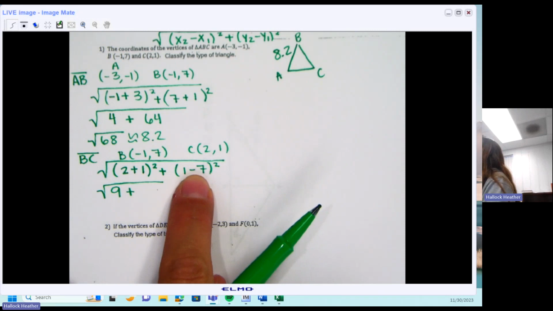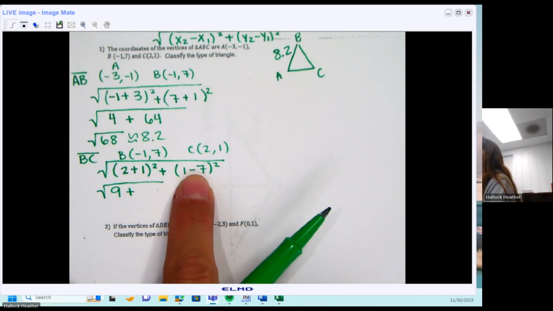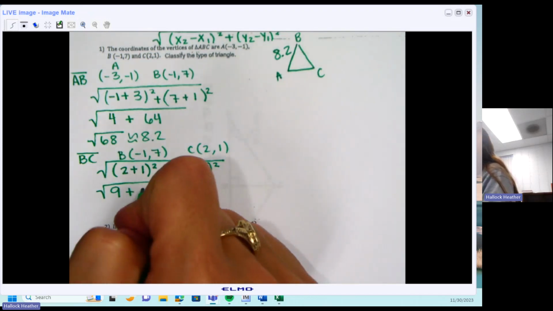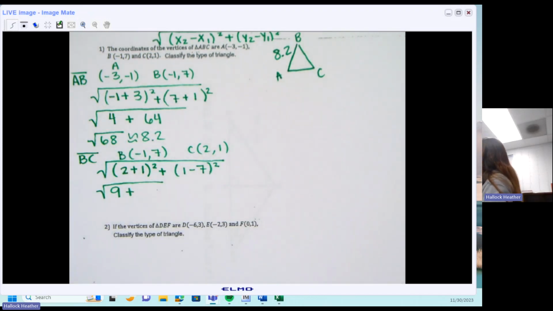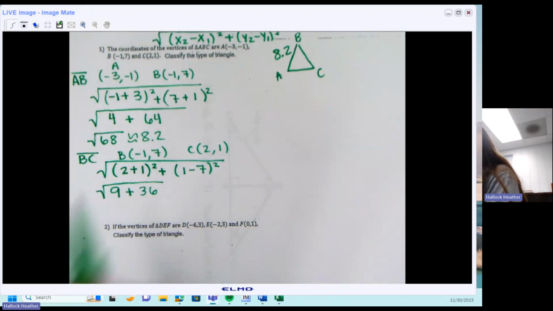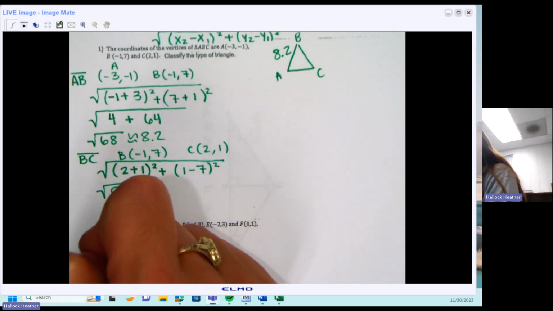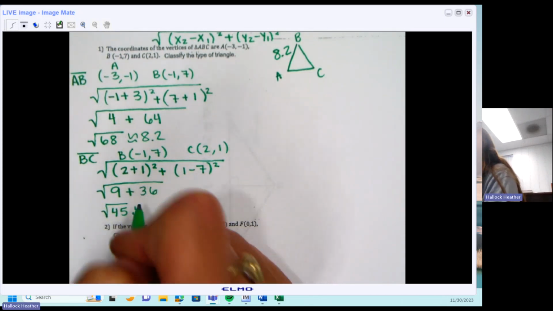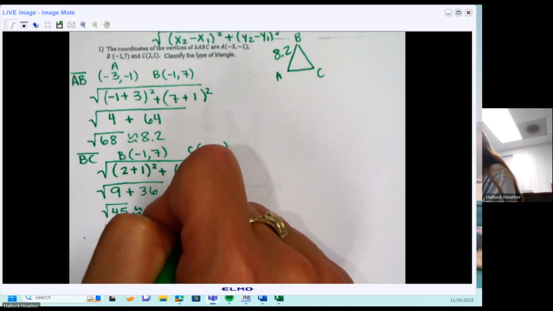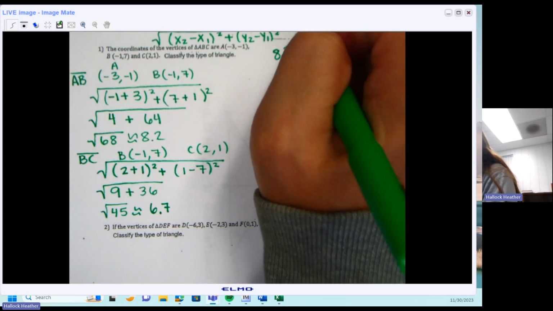1 minus 7 is -6. If I take -6 and square it, I get positive 36. It will always bring down a positive number at this point because -6 times -6 is positive. So no matter what, you should be bringing down a positive number. 9 plus 36 is 45. If I square root it, what do I get? Around 6.7. So from B to C, it's 6.7.